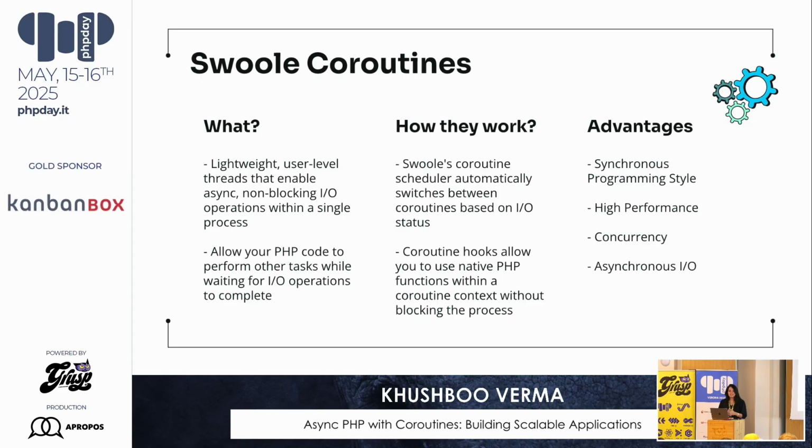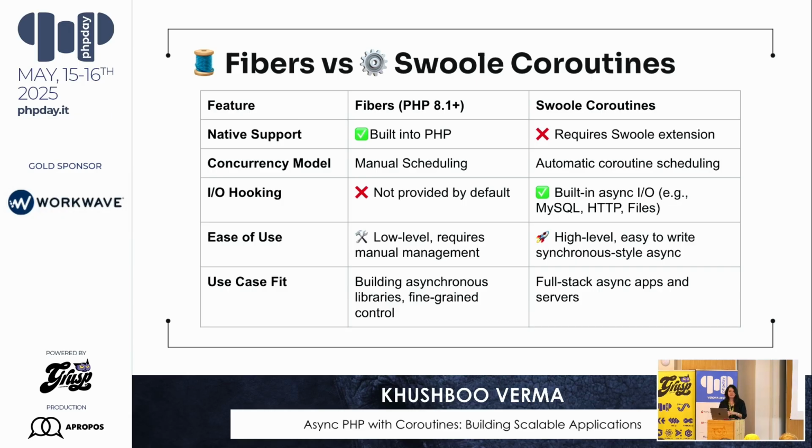So the advantages are that as PHP developers, we still get to write the code in a synchronous-looking fashion while it's actually running in an async way. It gives us high performance, good concurrency, and it enables async I/O. So if I just have to give you a quick difference between the native coroutines like PHP fibers that were introduced in 8.1 and Swoole coroutines, the difference is that fibers are native to PHP, whereas Swoole coroutines require you to install the Swoole extension.